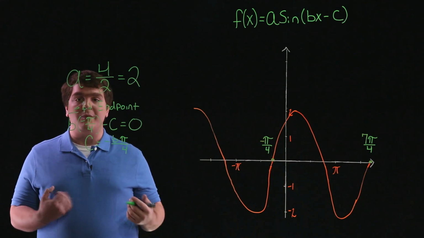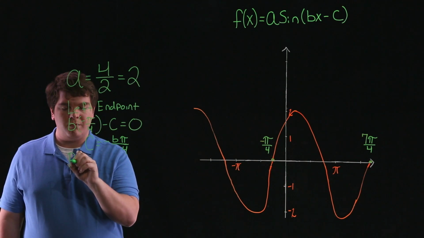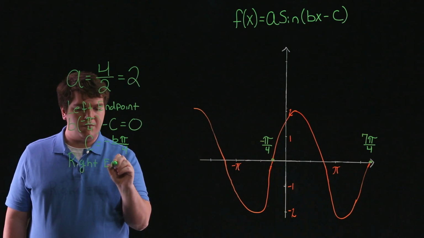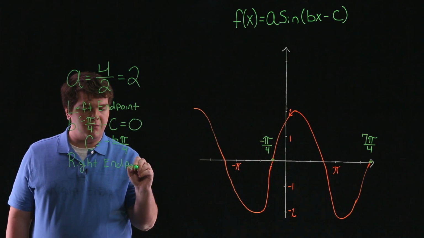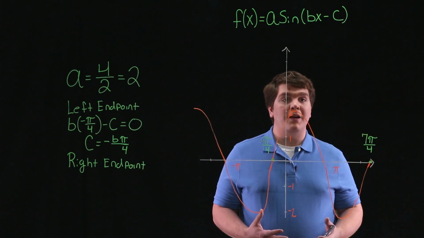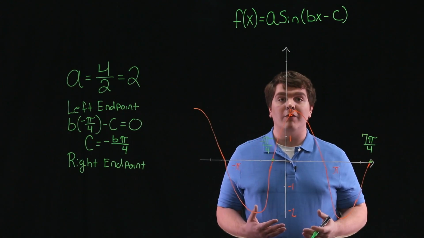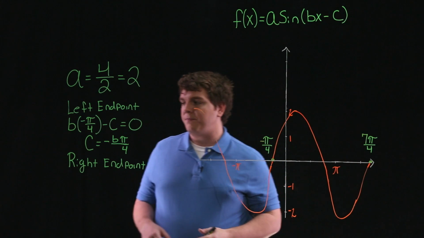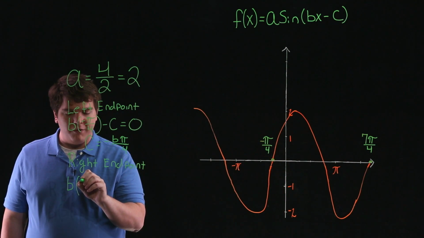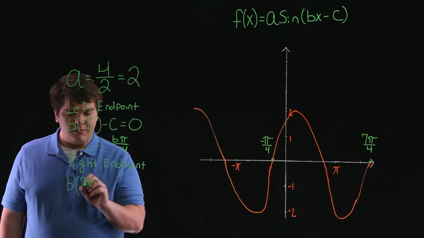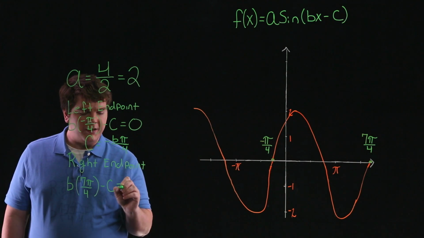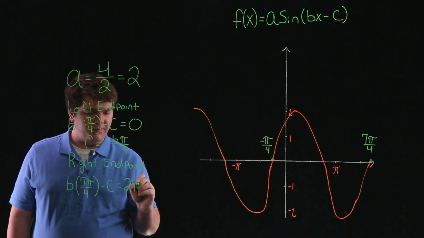Now we'll consider the right endpoint of our period. Since the right endpoint of our period was 7π/4, we'll also consider b times 7π/4 minus c is equal to 2π.